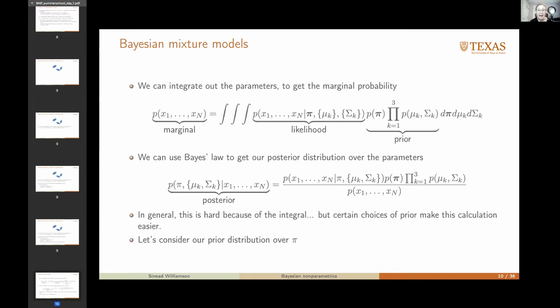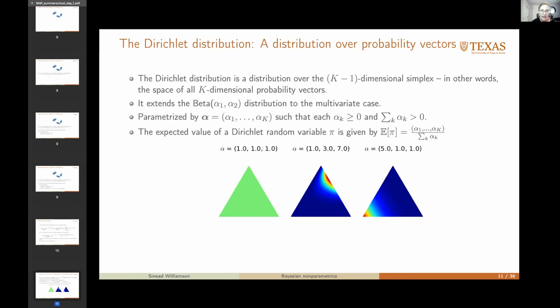And sometimes it can be beyond hard and intractable. So in order to calculate this posterior in general, we need to be able to do this integral to get the marginal. And yeah, integrating sucks and sometimes is not tractable. But sometimes we can make this easier by choosing particular choices of priors. So let's consider that prior distribution over the proportions pi. We're going to use a distribution known as the Dirichlet distribution.